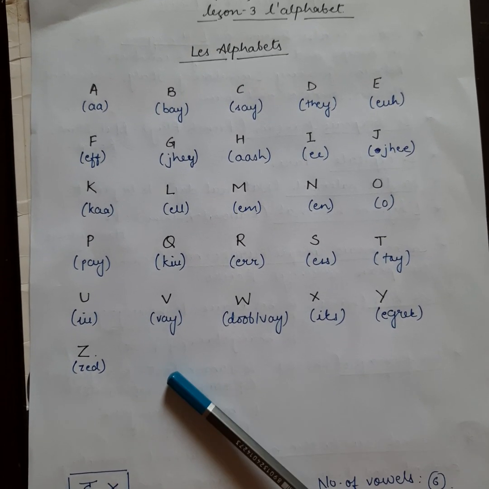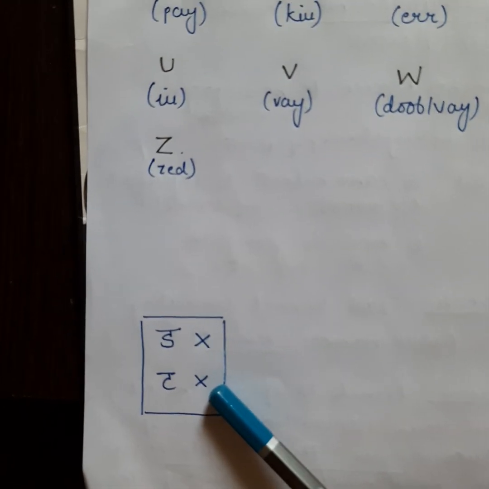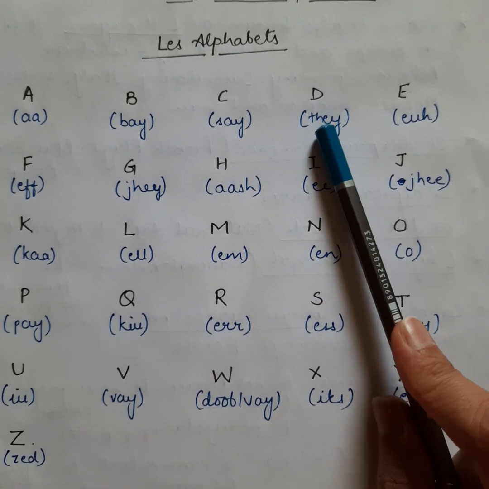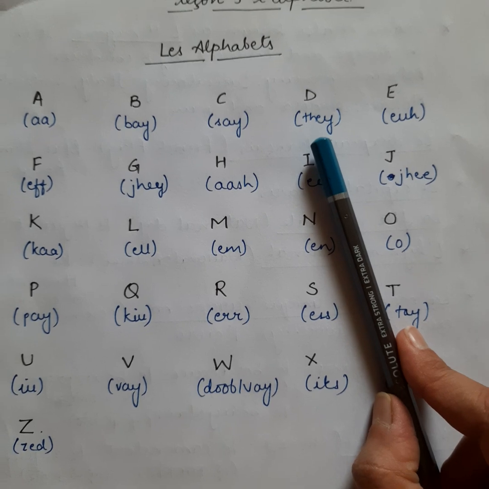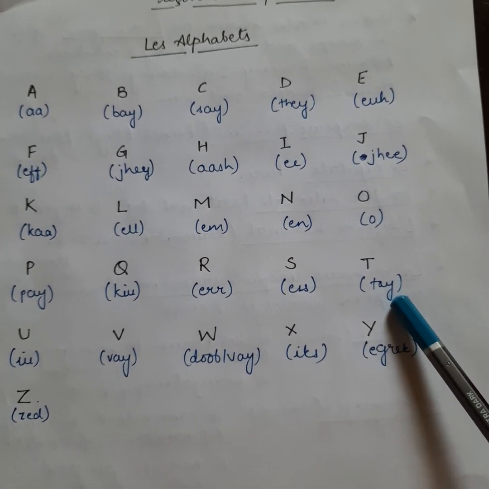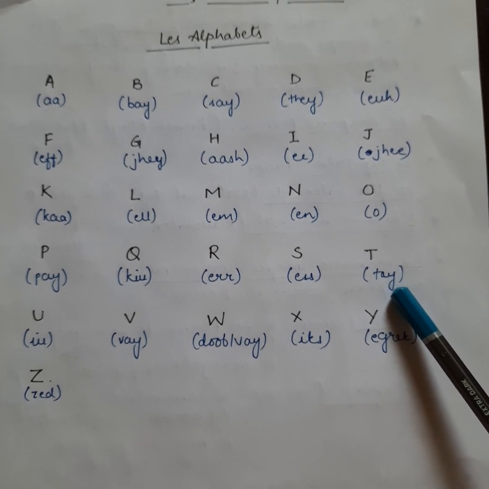Children, in French, there is no sound of D and T. Whenever you have to say D, you will pronounce it "day", not "dee". Whenever there is a word or alphabet T, you will pronounce it "tay", not "tee".